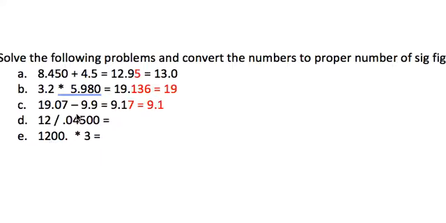12 divided by 0.04500. Calculator gives me 266.666 repeating. Okay. All right, so this is multiplication division. That means I'm going by the least number of sig figs. So I have 2 here, and then I have 4 here. So I have to round this to 2 significant digits.